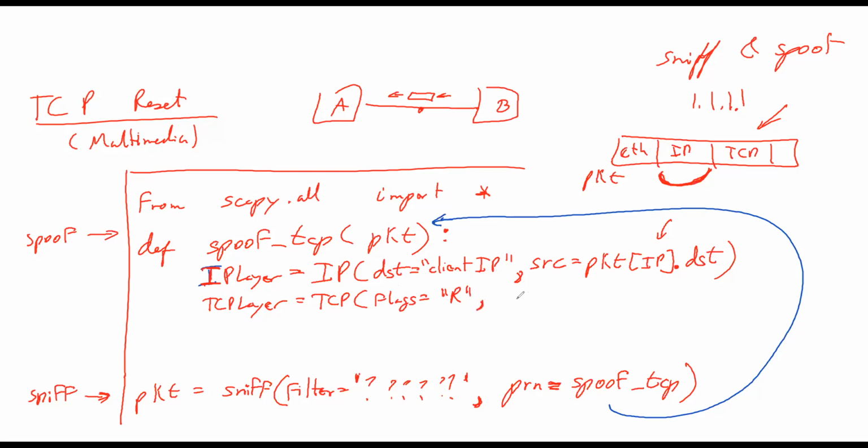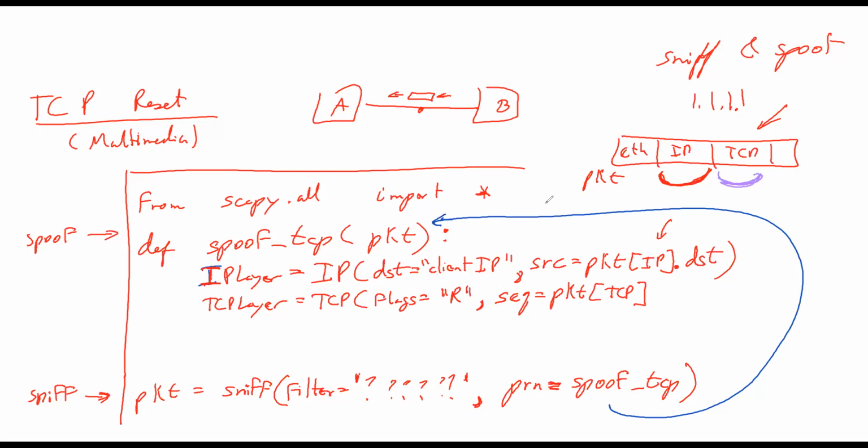Comma, sequence number. Notice that here you're not going to take the sequence number from Wireshark anymore because that would probably be too slow. Instead, you would try to get it from the packet itself. PKT TCP, right? Because again, you're looking at the packet, but this time you're looking at the TCP header.